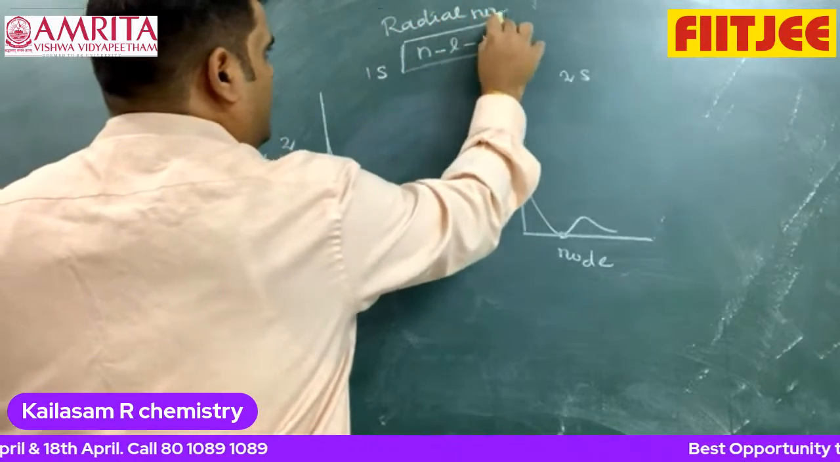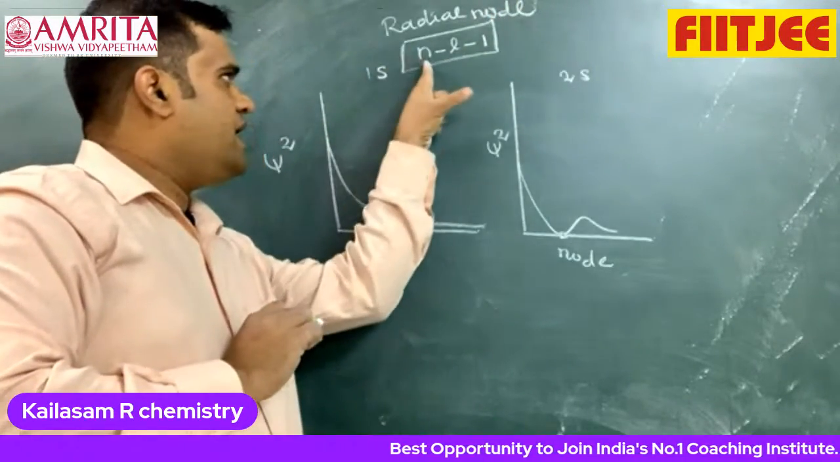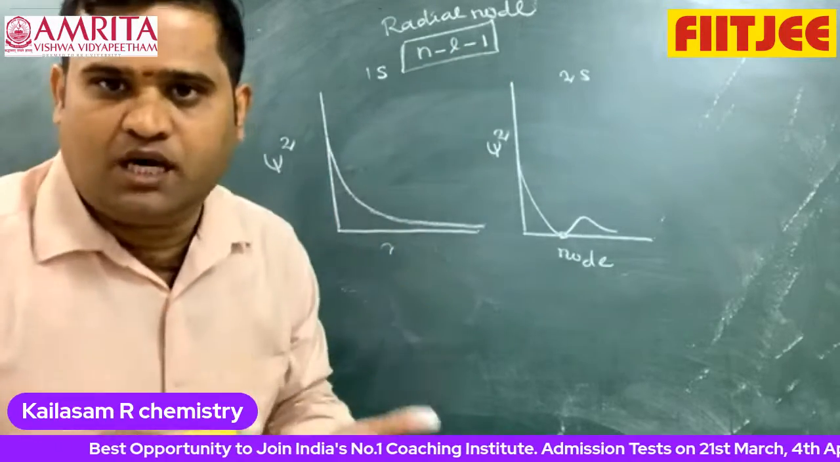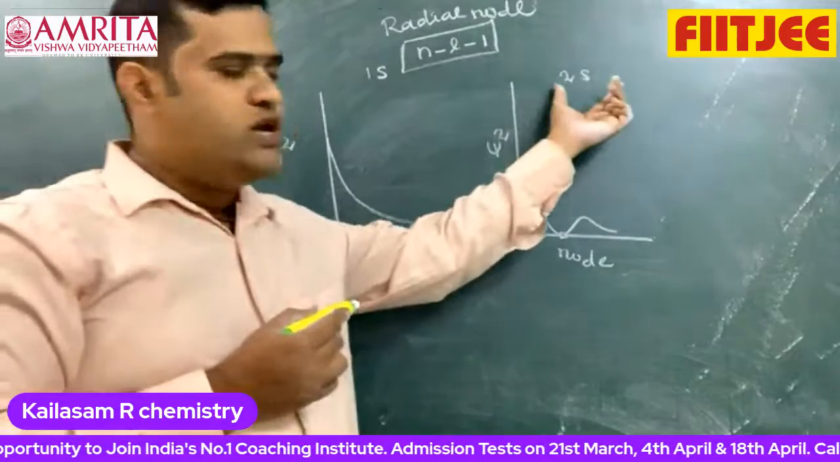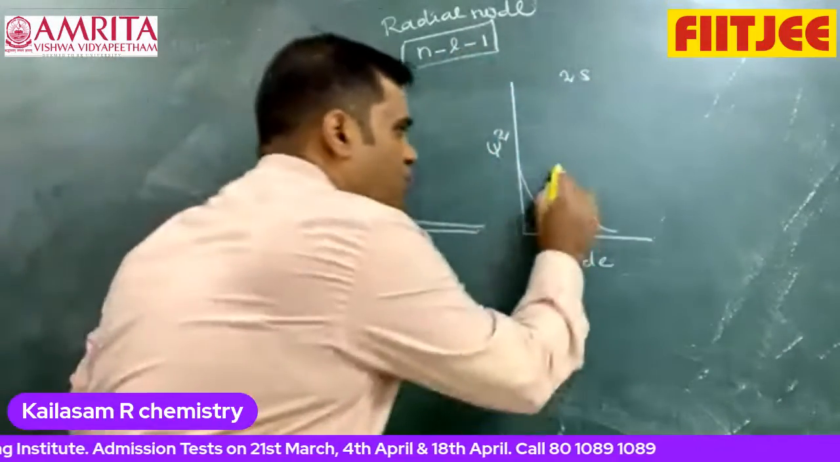So what is the radial node for 1s? It means n minus 0 minus 1. Therefore, it has no node at all for the 1s orbital. Now for 2s, if we take the radial node, n is equal to 2, 2 minus 0 minus 1, therefore it has 1 node.